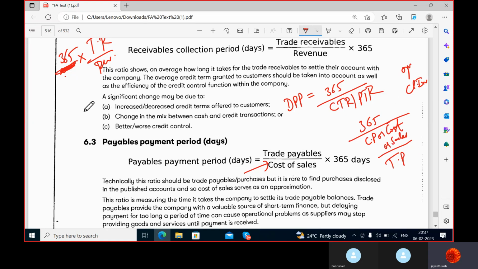So that's what I'm saying. When you are seeing your income statement, you will not find purchases separately anywhere. You will be given only cost of sales. So in that case, when you are not given any data related to purchases, and you are given cost of sales, then you can just assume cost of sales as your purchases. Okay, is this point clear for you? Because we are going to solve a question right now. Please tell me.